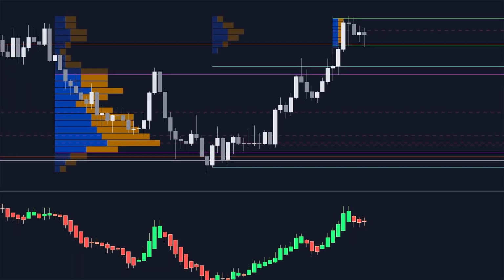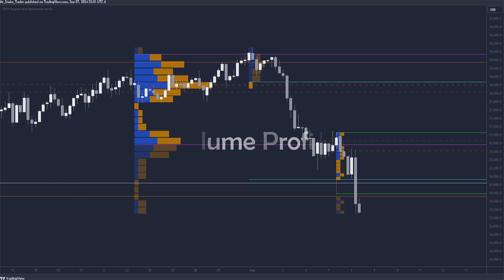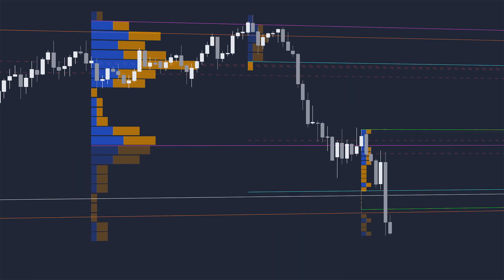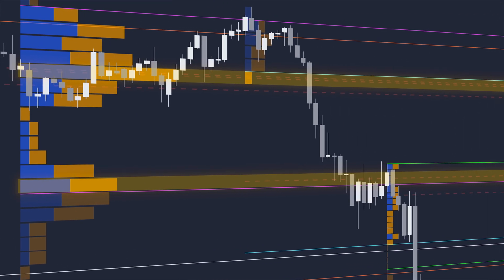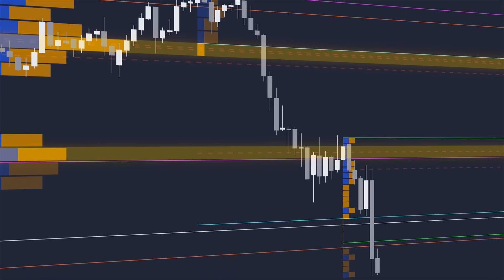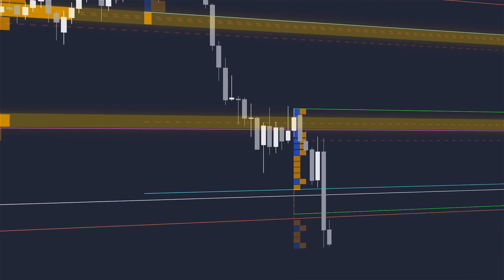First, let's talk about the indicators we're going to use. The volume profile shows us the volume traded at different price levels, highlighting areas of high activity, also known as checkpoints. These areas often act as support or resistance.